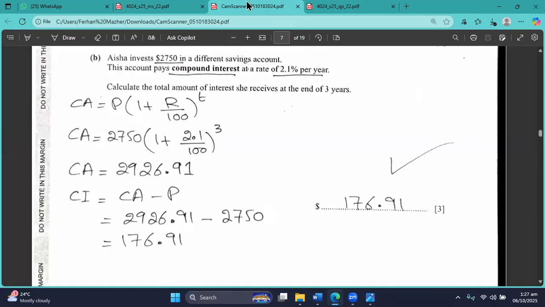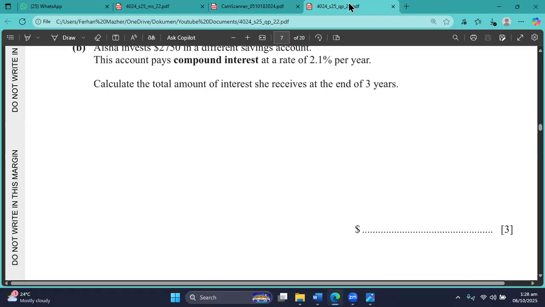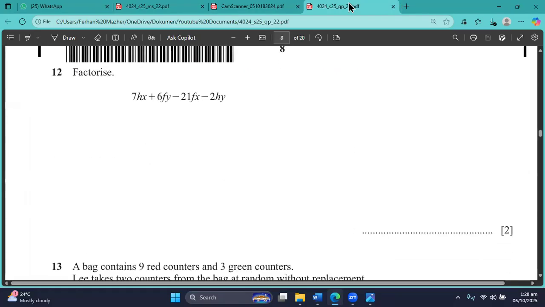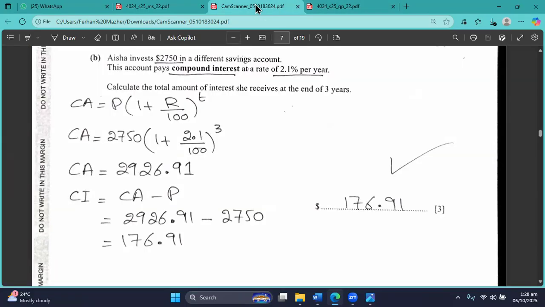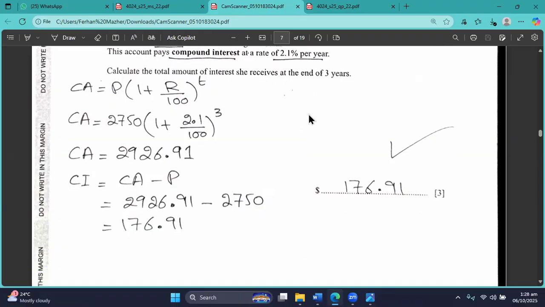This is how this question of the compound interest is done, sir. Okay, so we are done with question number 11. Now we are going to question number 12. He says factorize. Here, 4 terms are given in this expression. So we will arrange it a little bit to make it easier for the factorization.